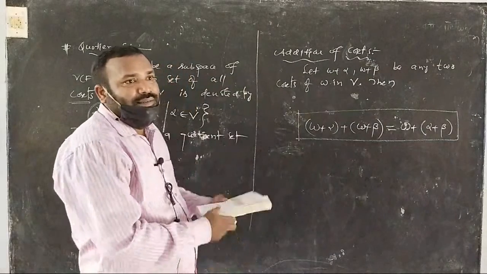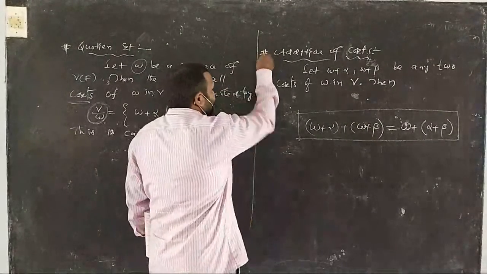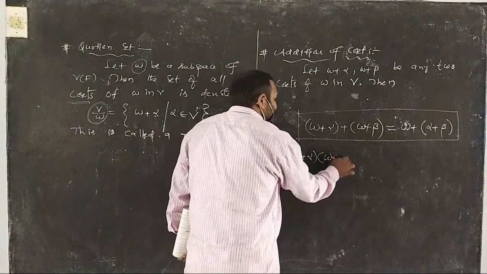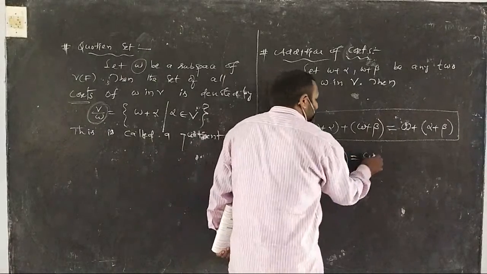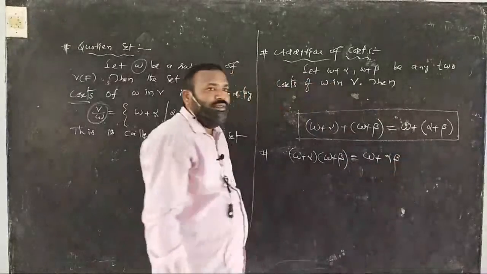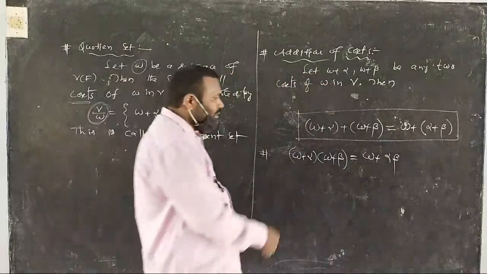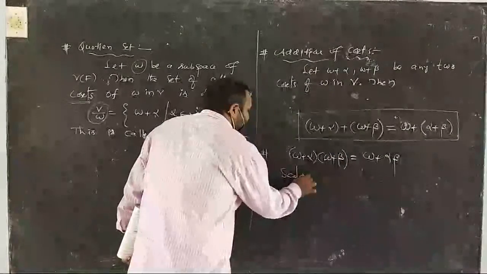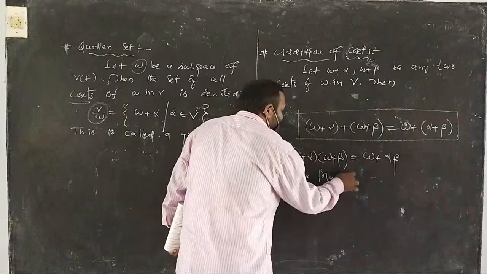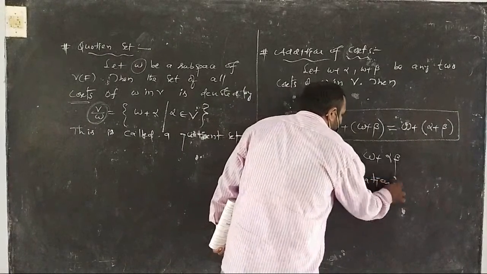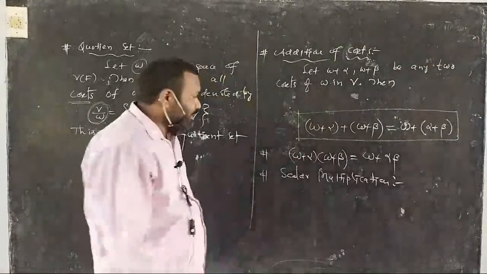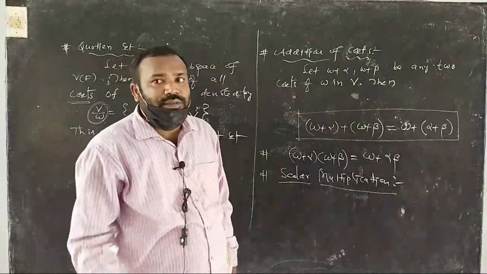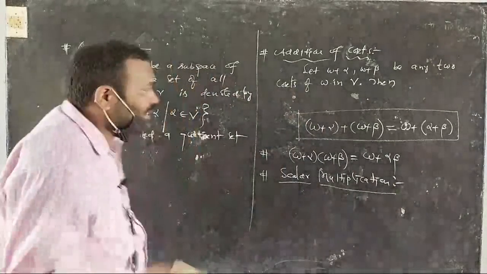Cosets multiplication. Let us see the cosets multiplication. If you take two cosets W plus alpha and W plus beta, their multiplication is defined as W plus alpha beta, alpha multiplied by beta. So this is called cosets multiplication. Next, there is scalar multiplication. What is scalar multiplication? A coset is multiplied by a scalar. Scalar is a number.